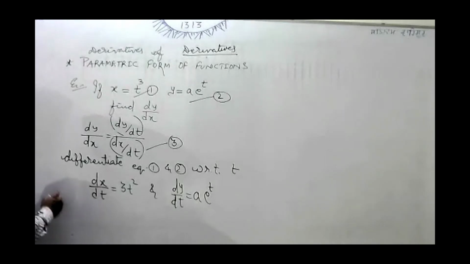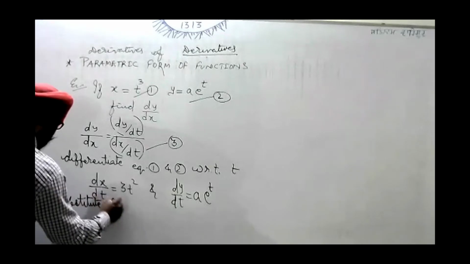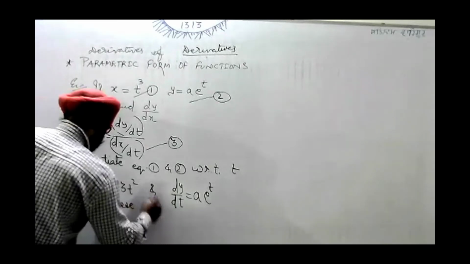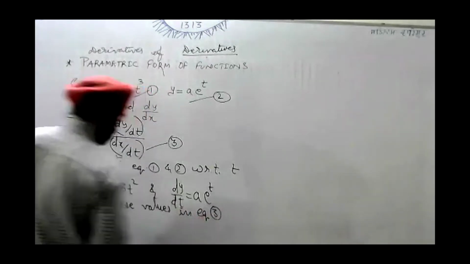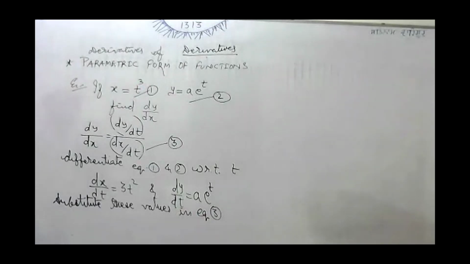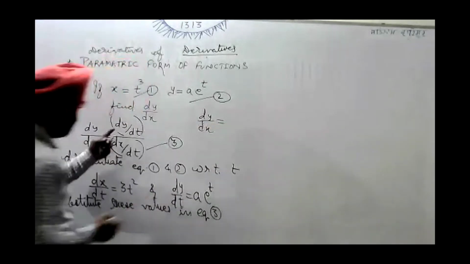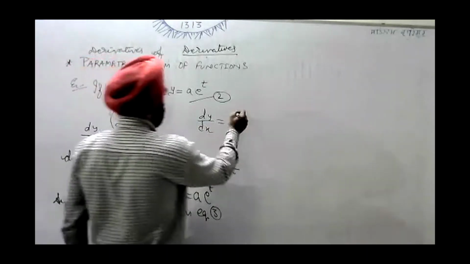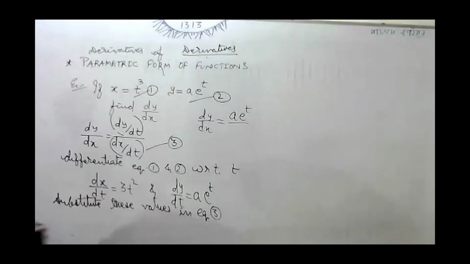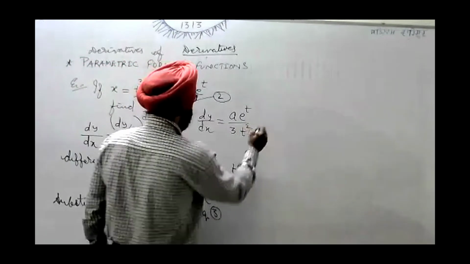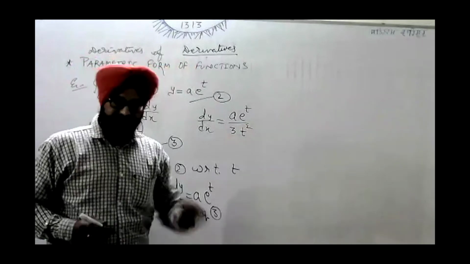Substitute these values in equation 3. Now you check, dy by dx from here is equal to the value of dy by dt, a e to the power t, upon dx by dt, 3t square. Further we can't solve. This much is the answer.